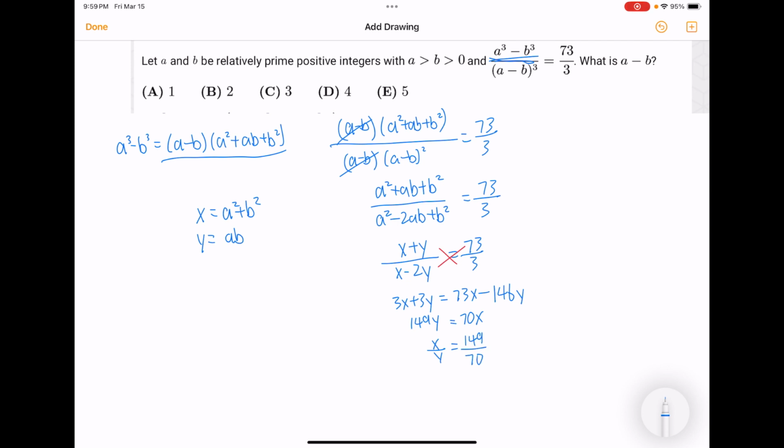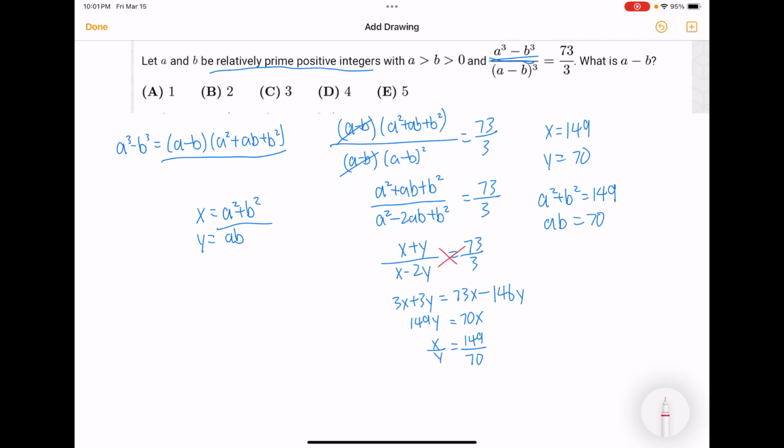Okay, so here I have simplified everything, and now we get x over y equals 149 over 70. And because it says in the question that it's relatively prime positive integers, then that means that we can set x to be equal to 149 and then y would equal 70. But now that we have x equals 149, we can just plug it in to this equation. So we would get a squared plus b squared is equal to 149, and then a times b equals 70.